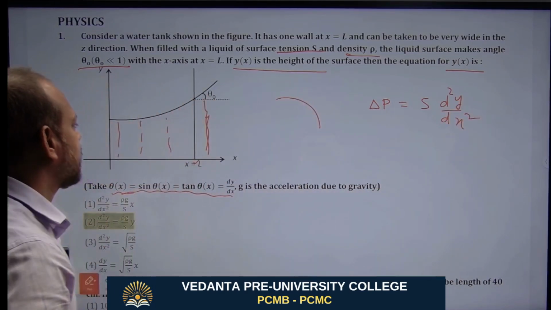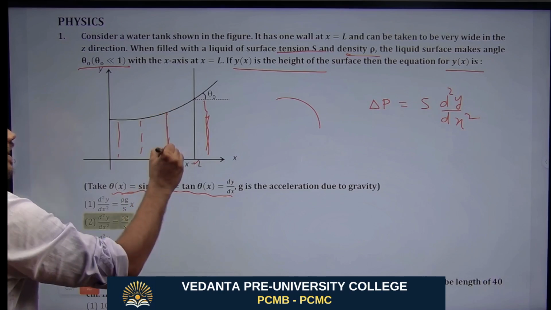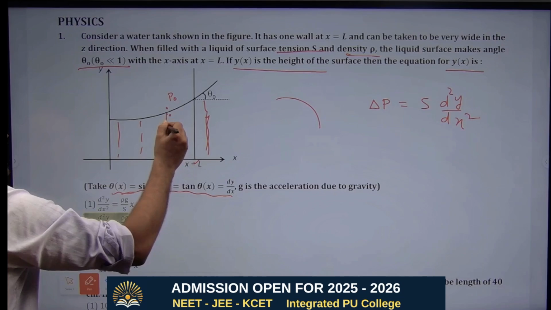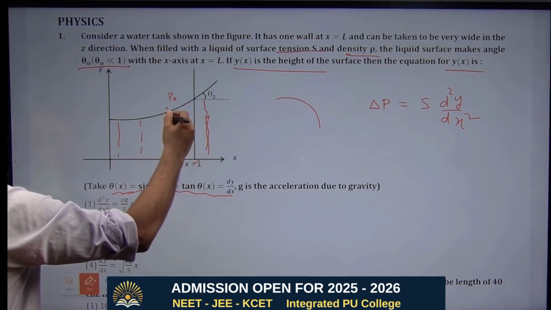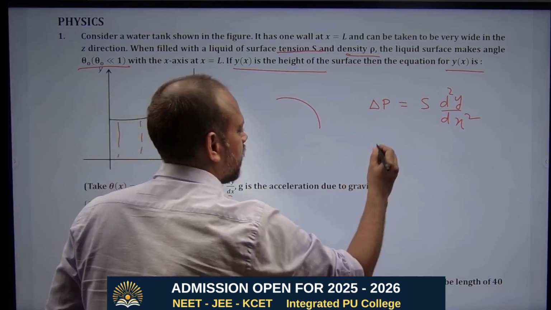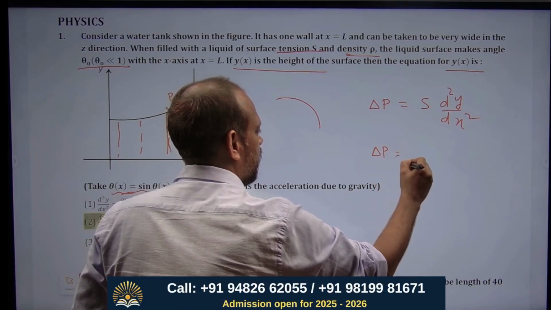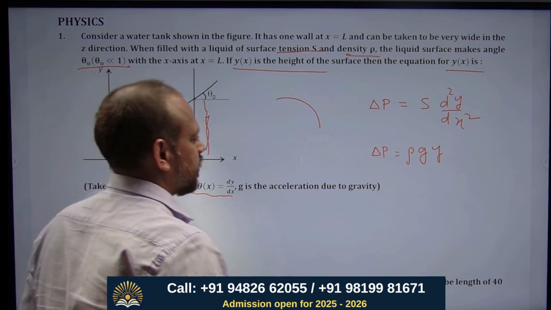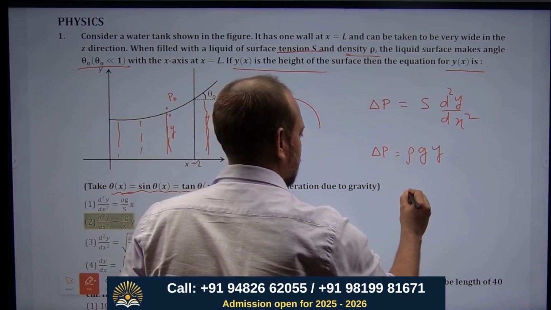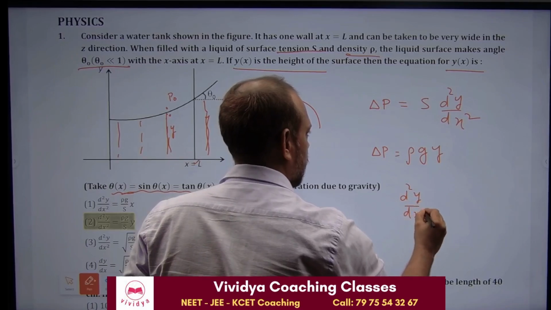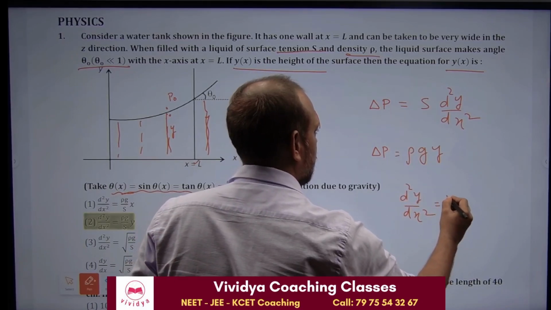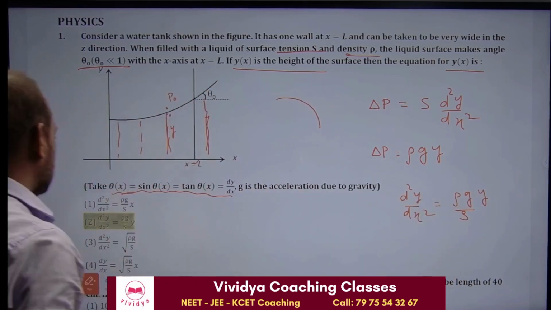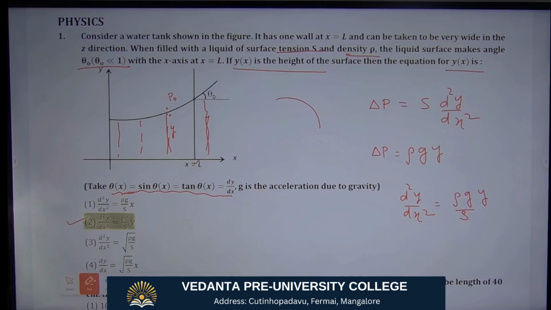And what is excess pressure equal to? The excess pressure at any point, around here, will be related to this y. Outside it is P naught and inside it will be a little less than P naught, by rho g y. So excess pressure will be given by rho g y as usual. So you just have to replace it here. You will get d2y by dx2 equals delta P, which you can write as rho g y, divided by S, so rho g y by S. That is how your answer will come as the second option.